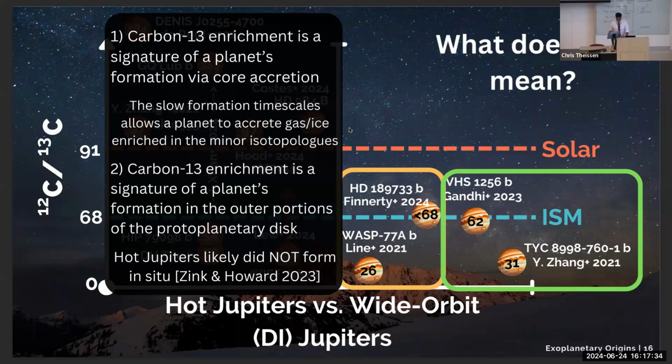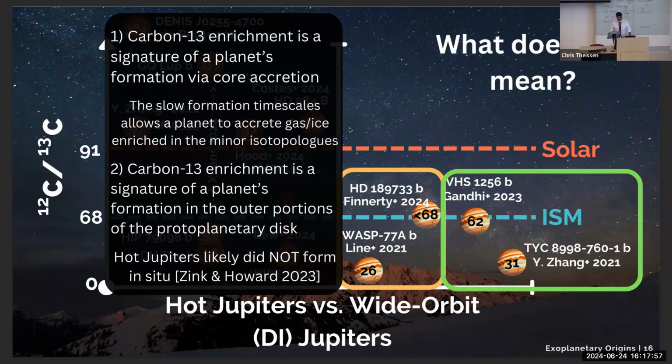This can mean a couple things. First of all, the similar carbon-12 to carbon-13 ratios between the hot Jupiters and the directly imaged planets could mean that carbon-13 enrichment is a signature of formation via core accretion, regardless of where in the disk the formation takes place. The slow formation timescales would allow for the accretion of this carbon-13 enriched gas or ice.